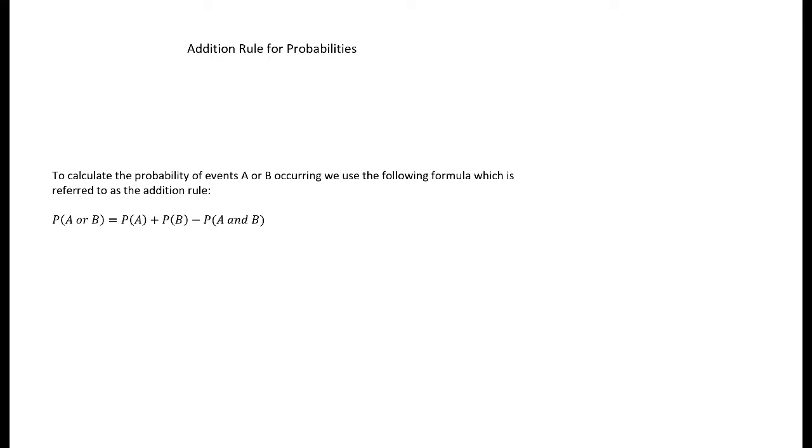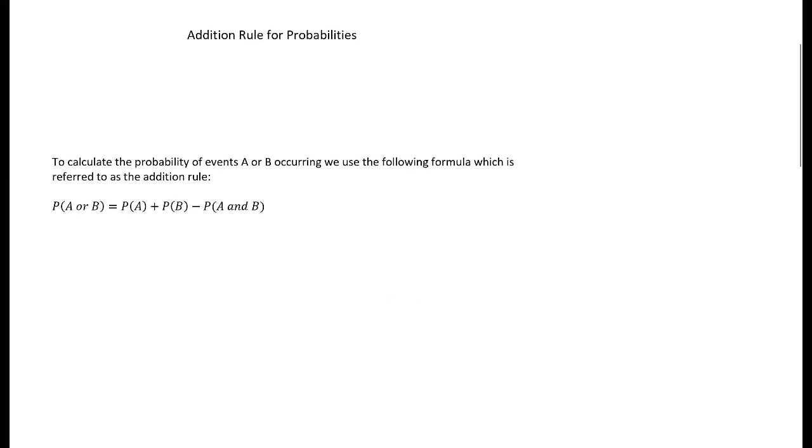So to calculate the probability of events A or B occurring, we first use the following formula, which is referred to as the addition rule. The probability of A or B is you take the probability of A, add to it the probability of B, and then you subtract away the intersection. You subtract away the probability of A and B. And so why is that? Let me give you a quick little proof of this.